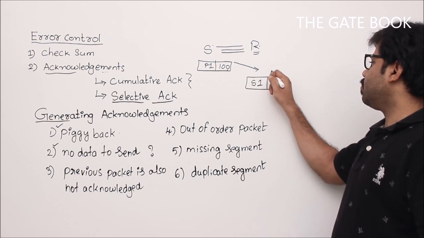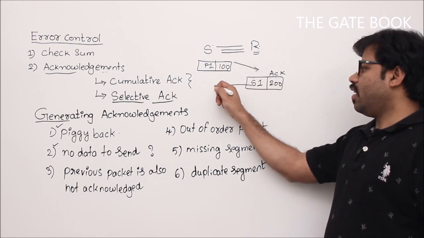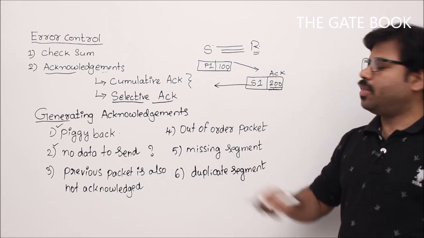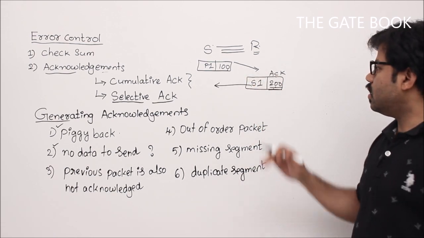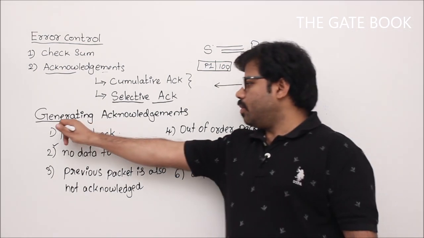This is ACK. We say that, my dear sender, take my data, but also I am acknowledging that you have to send 200 because I have received 100. So this is what generally happens. This is called piggybacking. So that is the first rule you remember.